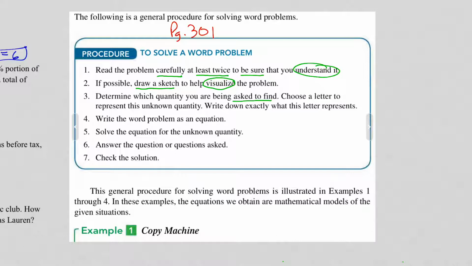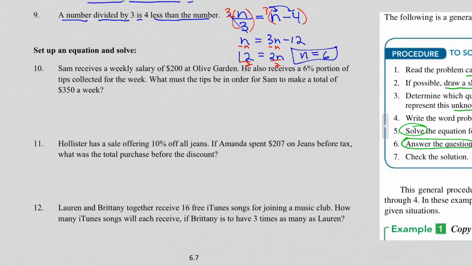What are you being asked to find? Choose a letter, X, Y, Z, doesn't really matter, for this unknown quantity, and then write down exactly what this letter represents. Do the equation part, solve it, and then you're not done after that. You need to answer the word problem, because just by getting a number doesn't mean you answered it. You need to answer it in a sentence. So we'll come back to this as we do the first one here.